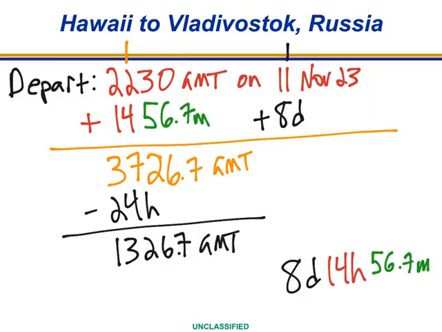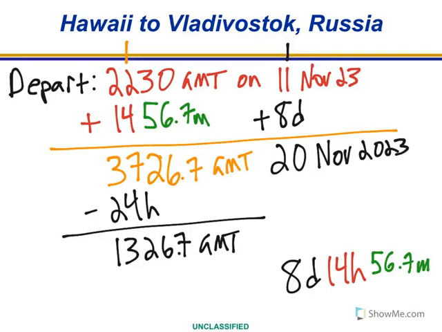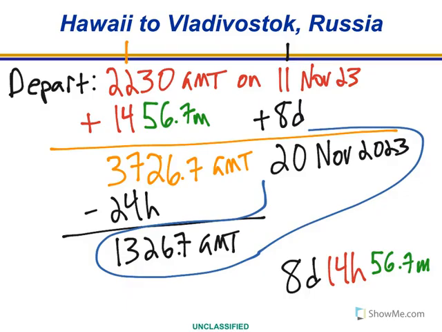Now it's time to do the day of arrival. So over here, let's do a little math. We're going to take 1, we're going to add to 11, we're going to add it to 8. We'll just put that into our calculators, and we get 20. So we're going to arrive on 20 November 2023. So we just calculated our arrival time in Vladivostok in GMT. So we're going to arrive at 13:26.7 GMT on 20 November 2023.